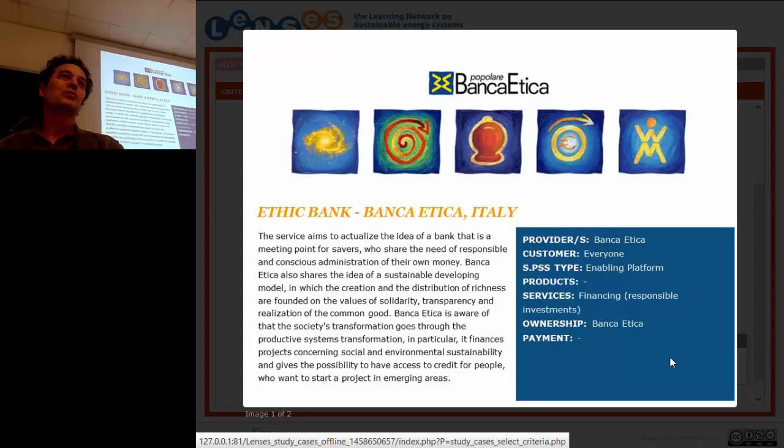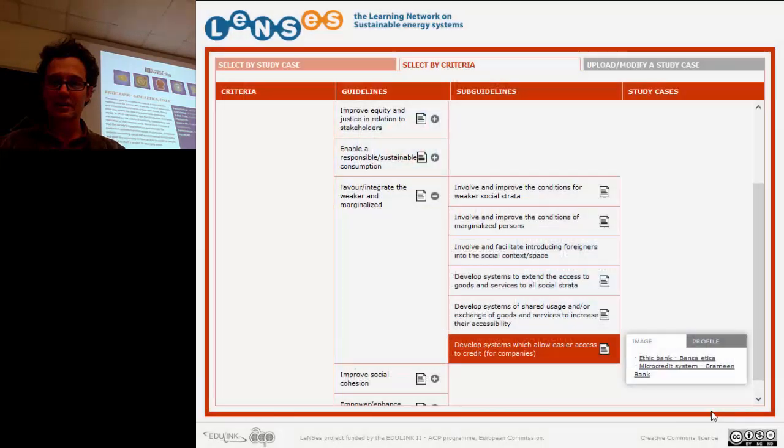So if you invest here, you're sure that you are crediting someone that is building up an enterprise that is doing something good for sustainability.